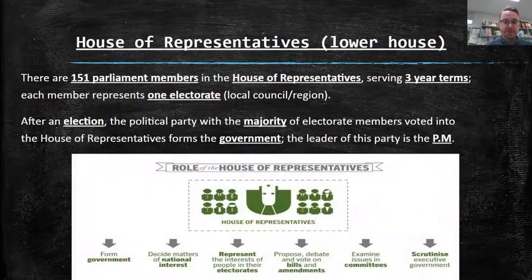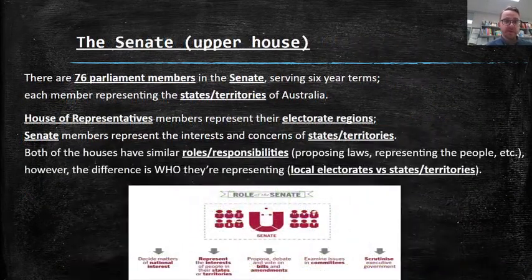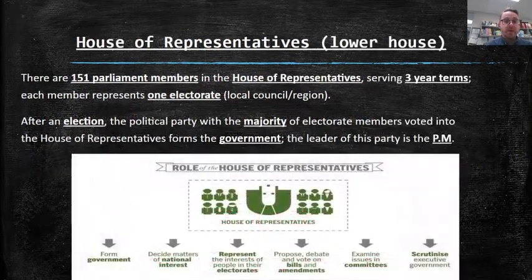So we're going to look at both the House of Reps, the lower house, and then the Senate, the upper house. The House of Reps has 151 Parliament members, so 151 politicians are elected every election, and they serve 3-year terms. So every 3 years we have a new election to determine if we get new Parliament members, or if we keep the same blokes from last time.